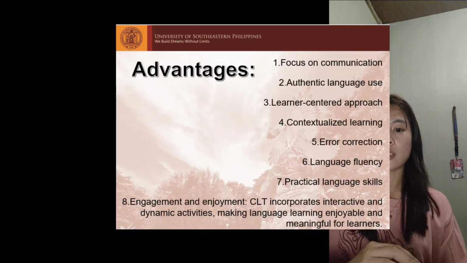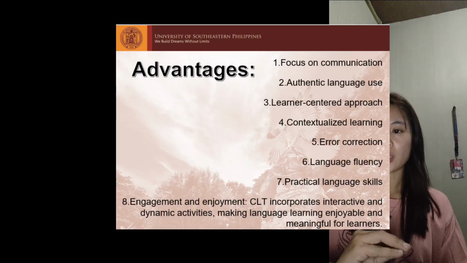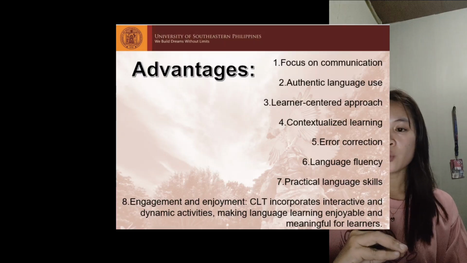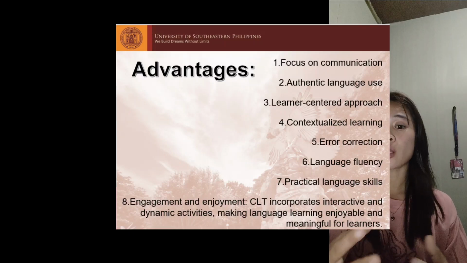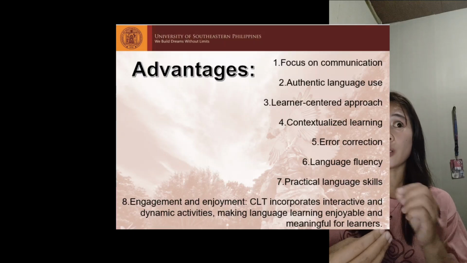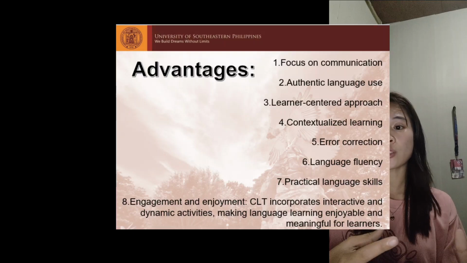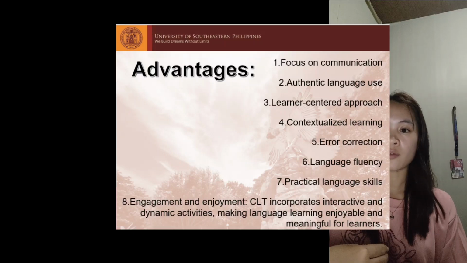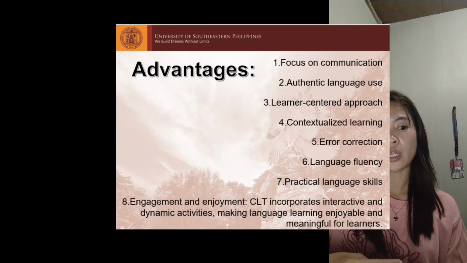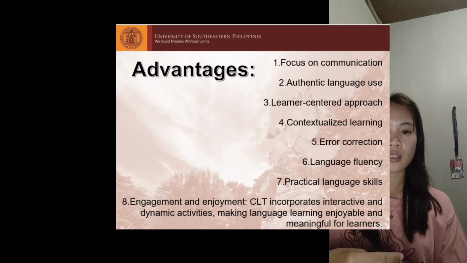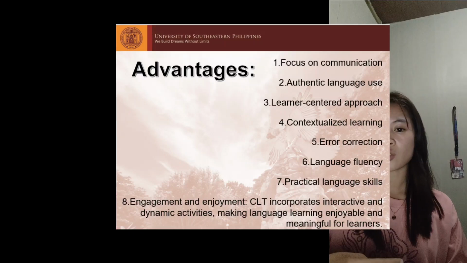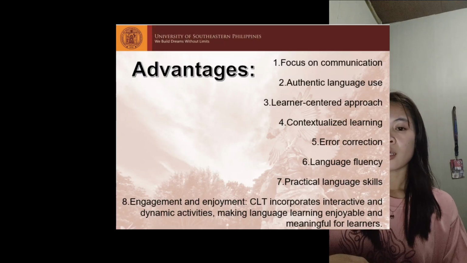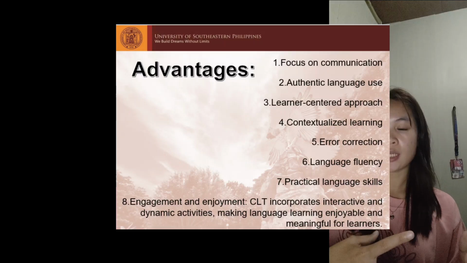And next one, it is error correction. What is this? It views errors as a natural part of the learning process of the students. So it gives opportunities to students to correct themselves rather than just monitoring whether they commit mistakes in sentence construction or whatnot. And then the language fluency.